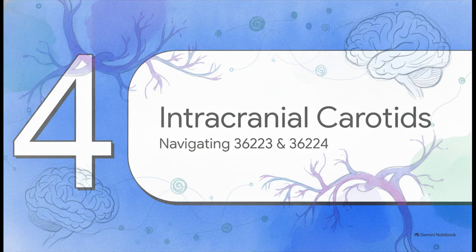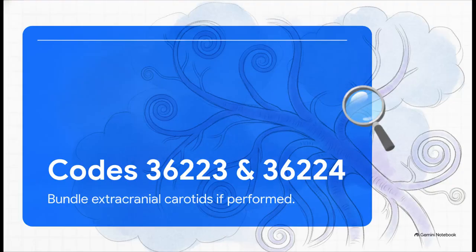Moving on up, let's get into intracranial carotid imaging rules, specifically navigating codes 36223 and 36224. Are you guys noticing a pattern developing here? Basically, the higher up the vascular tree we climb, the more anatomy gets bundled underneath it. These selective intracranial carotid imaging codes 36223 and 36224 bundle a massive amount of extracranial anatomy. If performed, these codes inherently include imaging of the common carotid, the proximal internal carotid, and the non-selective external carotid. I mean, that is a highly extensive amount of anatomical bundling happening under just two little codes.